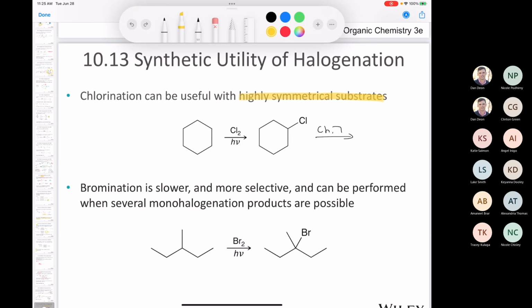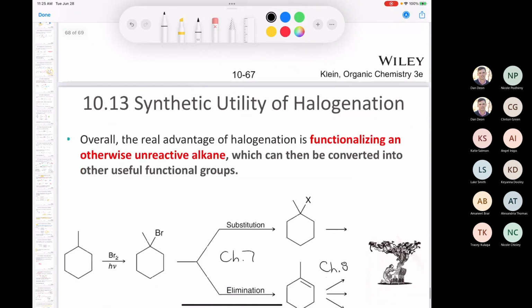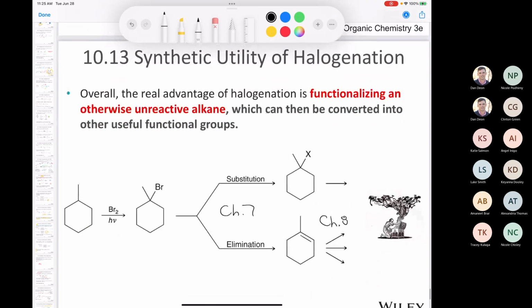However, if you have a compound like 3-methylpentane, when that undergoes bromination, it's vastly going to occur at the most substituted position. And so we get a very high yield of 3-bromo-3-methylpentane. And then what can we do with that? We can do all kinds of substitution and elimination reactions. We could make the Zaitsev alkene, we could make the Hofmann alkene. And then once you have an alkene, the world becomes your oyster. So this is what I showed you yesterday.